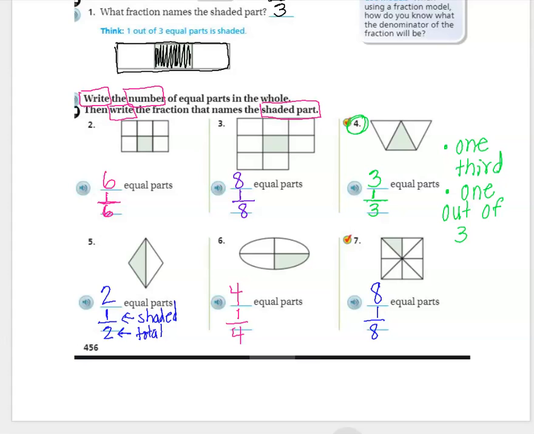So let's practice reading that at number 7. We could read this 1/8 with those special fraction words that we use, or we could say 1 out of 8 is shaded. And as we learn more with fractions, we're going to most likely be using the 1/8, 1/3, and saying our fractions that way.